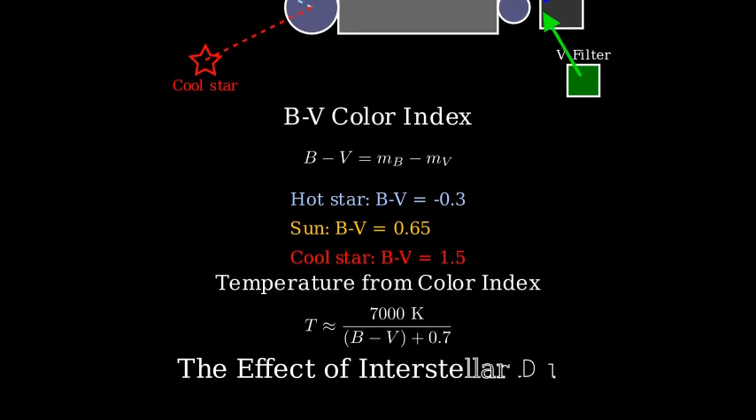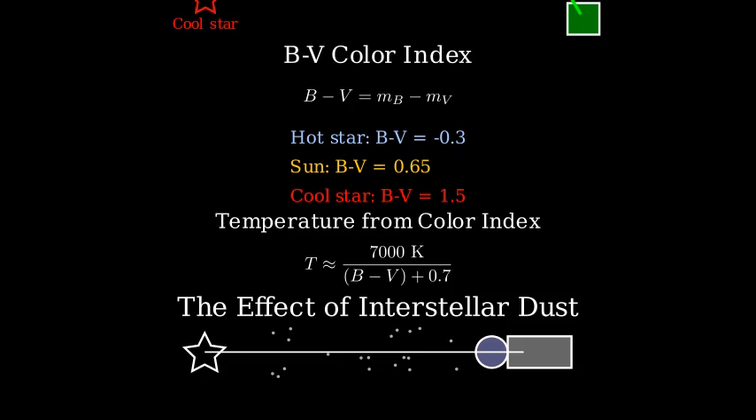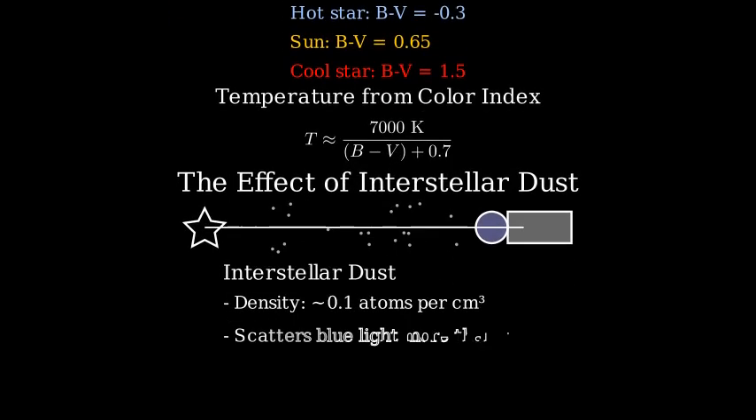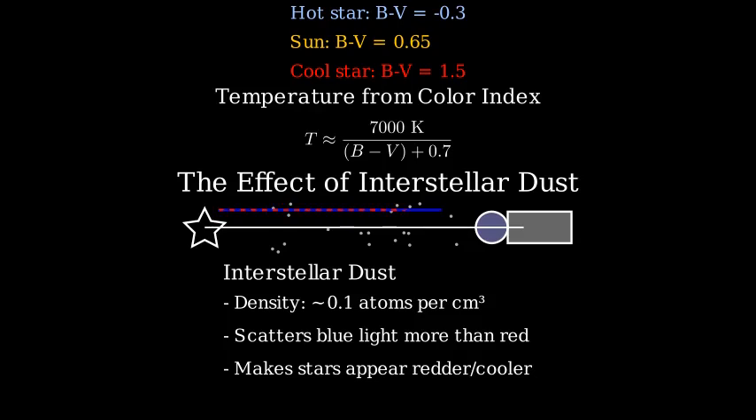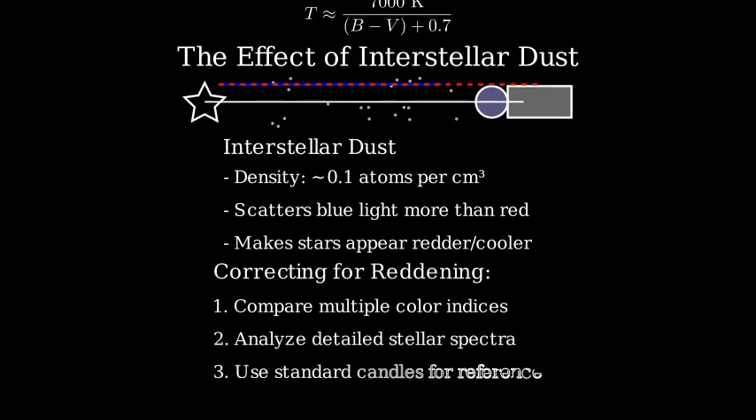One complication in measuring star temperatures is interstellar dust. Dust particles in space scatter blue light more than red light, making stars appear redder, and thus cooler than they actually are. Astronomers call this effect reddening. The density of interstellar dust is typically about 0.1 atoms per cubic centimeter, but over the vast distances between us and other stars, this can significantly affect our observations. Astronomers must correct for this reddening to get accurate temperature measurements. They do this by comparing multiple color indices and looking at the star's spectrum in detail.